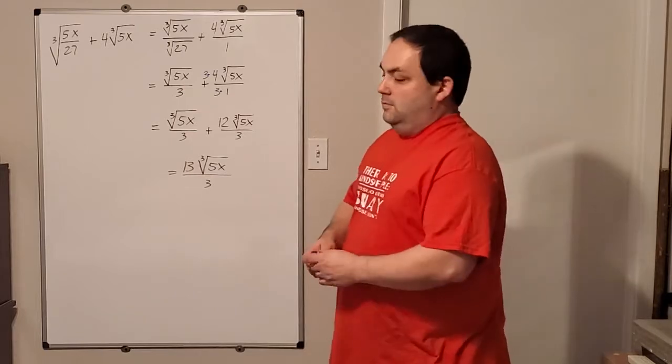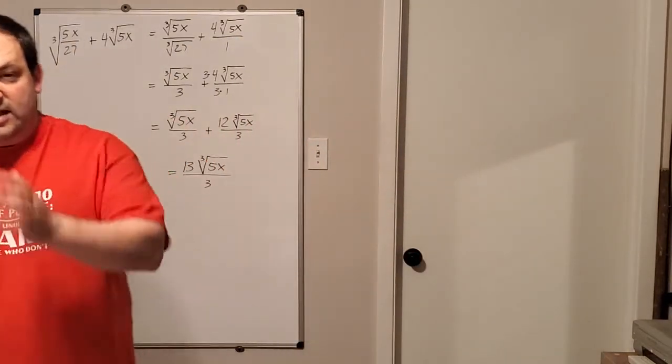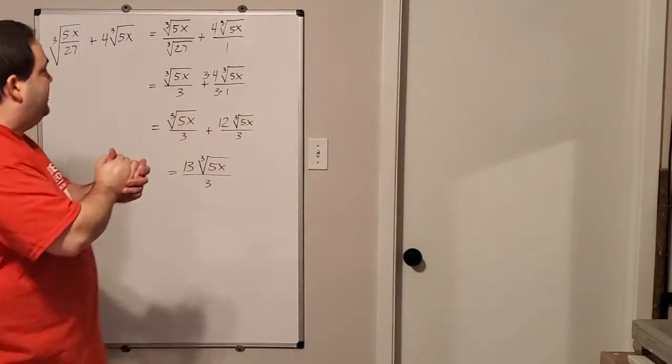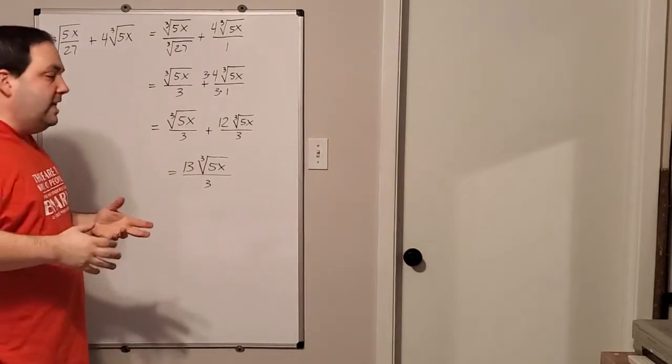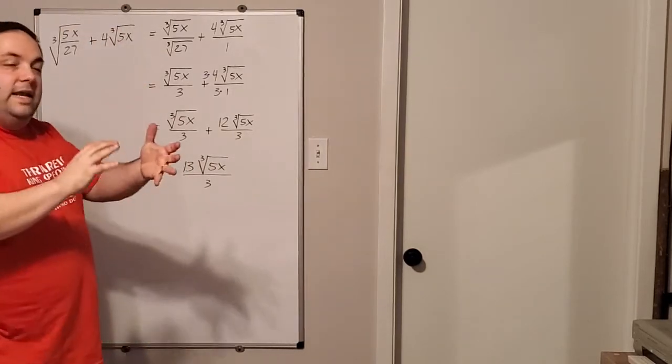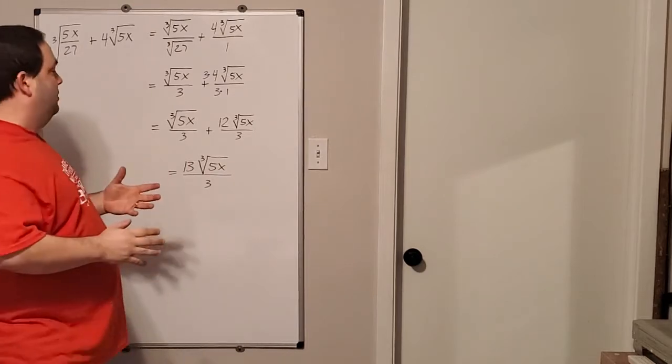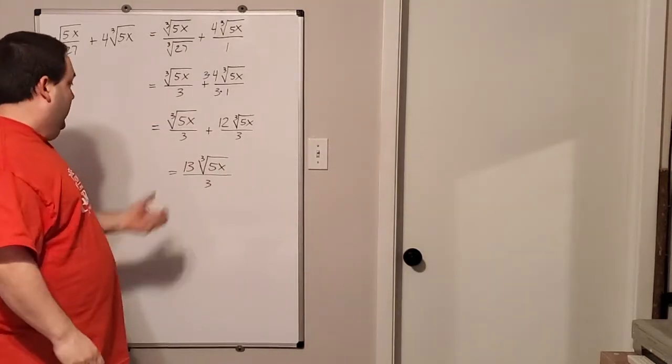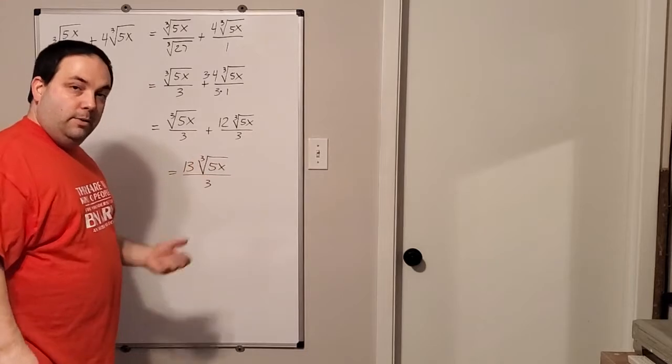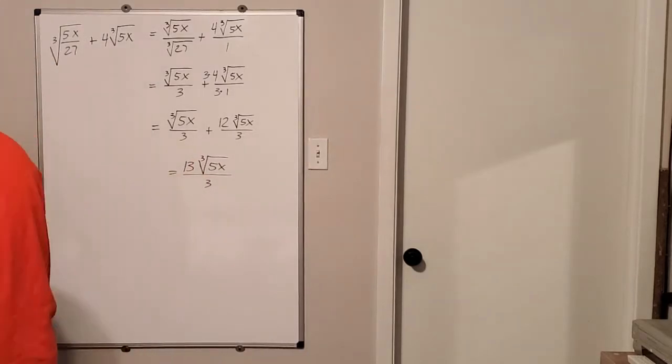So I'm hoping that you're seeing that it's really the same process over and over again. I simplify the individual radicals as needed, and then I look for anything that can be combined with like terms and hopefully simplified into one or the minimum number of objects, right?